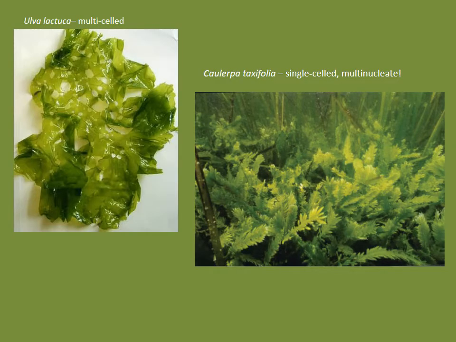Aristotle. Here's some green algae from Florida, by the way. We walk along the beach, you see those green, almost looks like green cellophane wrap. That's ulva. That's a multi-celled sea lettuce. Ulva lactuca. On the right is caulerpa. Now, we have caulerpa that grows in those brackish waters I was mentioning. Very cool organism, single-celled multinucleate.